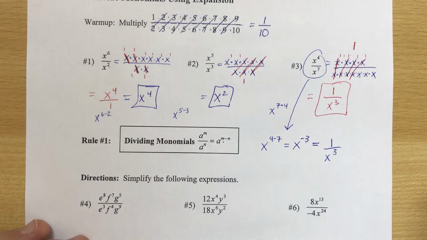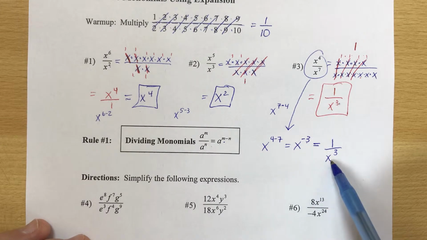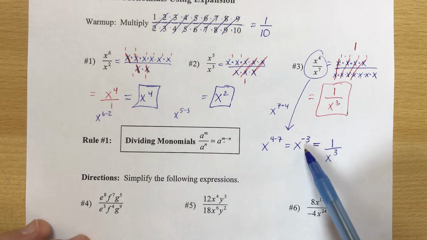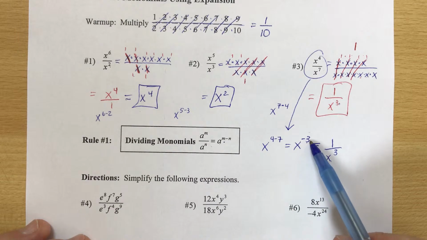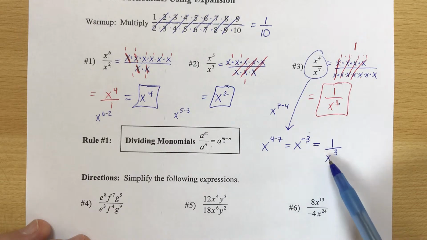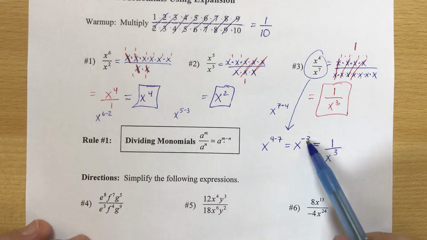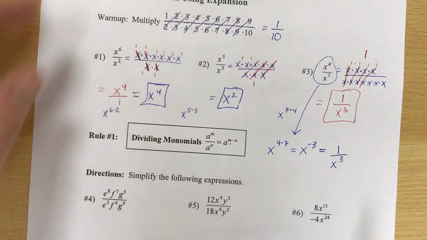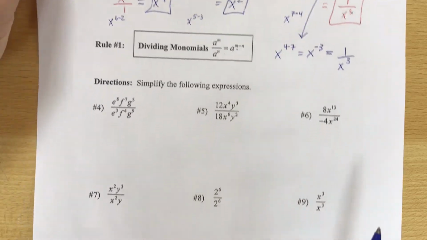Now that probably doesn't make sense right now, that move that I'm going to make there, but I'm going to talk about that later. If you end up with a negative exponent, we're going to move it all down to the bottom of the fraction and it becomes a positive. All right, so let's do some examples here.